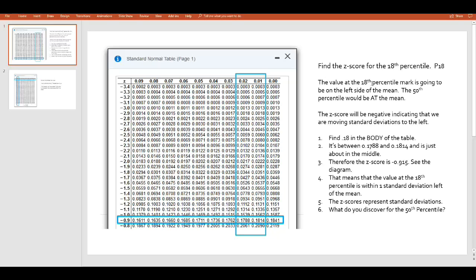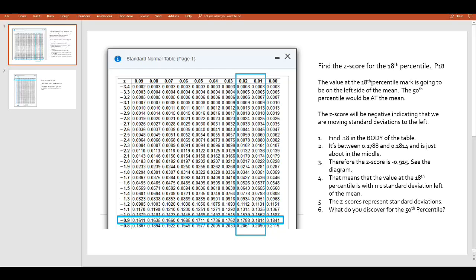Now, first of all, we know it's going to be to the left side of the mean because the 50th percentile would be at the mean. The 50th percentile just means that 50% of the area lies to the left of that point. So the 18th percentile means 18% of the area under the curve lies to the left of that point. The z-score is going to be negative, and all that means is that we're moving standard deviations away from the mean to the left.